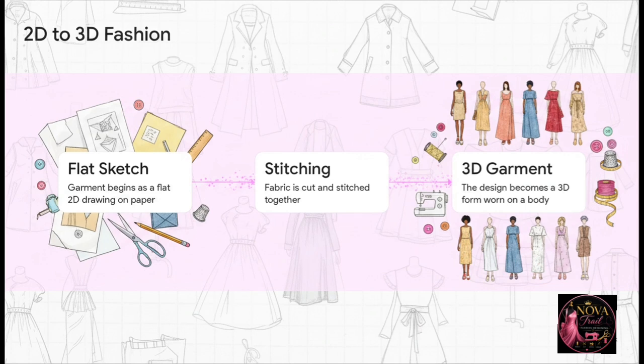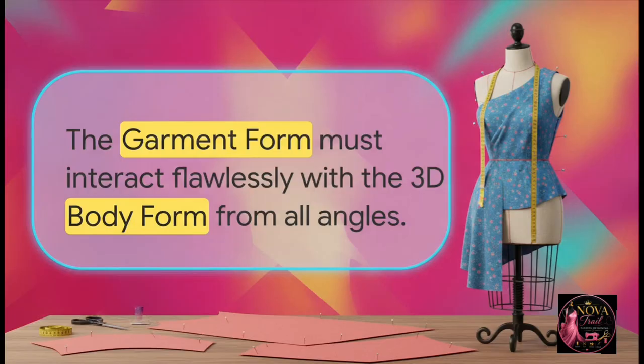A truly great designer is constantly thinking about both states, how it looks flat on the page and how it will exist as a 3D form in reality. And we absolutely can't talk about fashion without talking about the human body. Our bodies are 3D forms too. We've got curves, volume, and depth. So when we create a garment, that garment's form has to interact flawlessly with the body form.